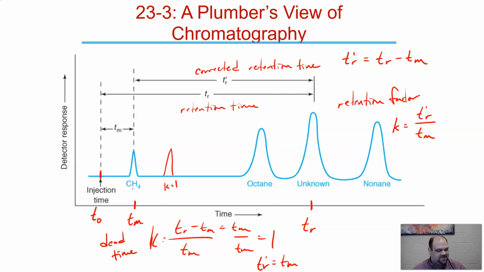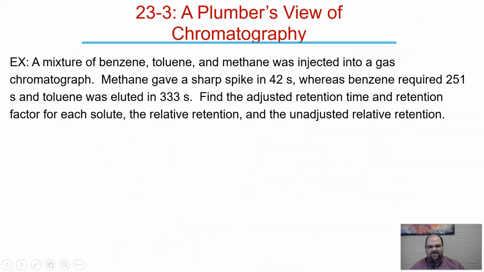And the longer it's on the column, the larger the retention factor. That just means that the more something interacts with the stationary phase, the more it's retained by the stationary phase, the longer time it's going to take to come off the column. So let's do an example here.